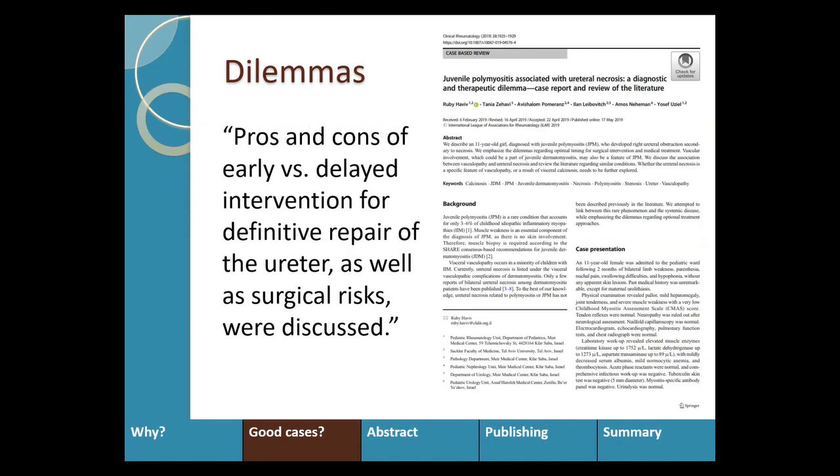The second example I'll share is in the pediatric literature. This is a dilemma of the pros and cons of early versus delayed intervention for definitive repair of the ureter in a patient with juvenile polymyositis associated with ureteral necrosis. So this is obviously kind of a niche dilemma, but a dilemma nevertheless, and certainly merited publication in a peer-reviewed journal.